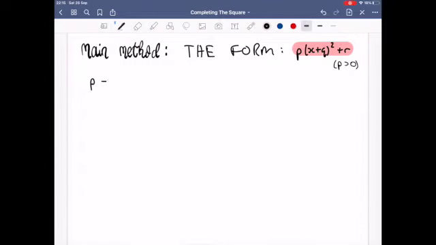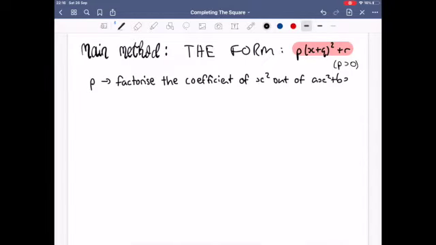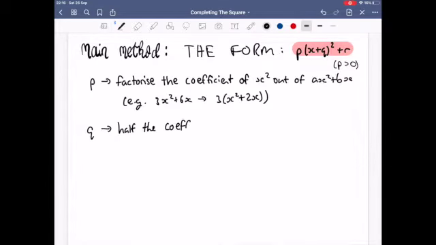So how do we go about doing this? Well, the form we would usually use is p(x plus q) squared plus r. So for p, you would factorize the coefficient of x squared out of ax squared plus bx. So the coefficient of x squared is a. So if we had 3x squared plus 6x, this would be 3(x squared plus 2x).